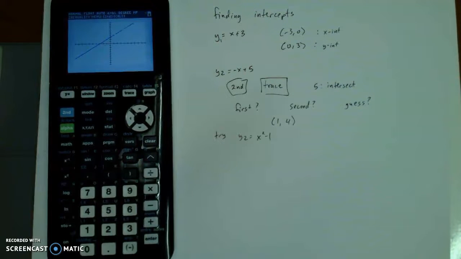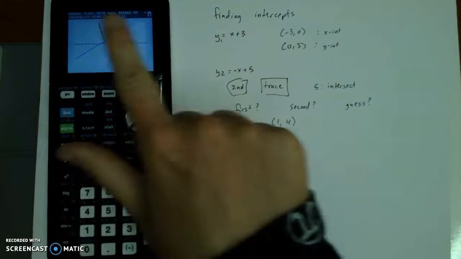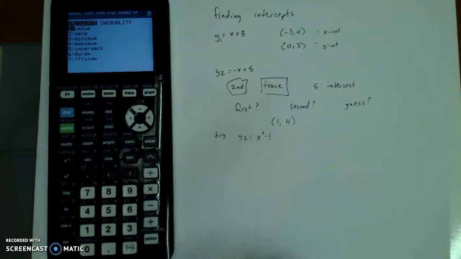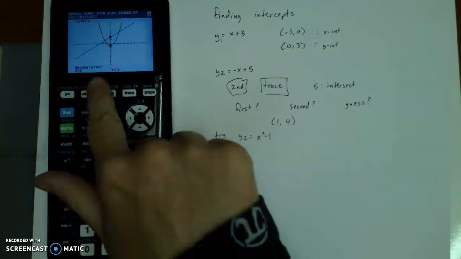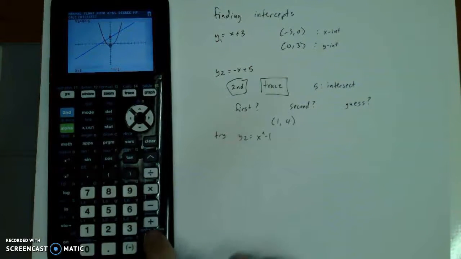So again, there's my first graph, y1. Here comes the second one. That is now quadratic, so I have two intersections this time. So we'll do the same thing. Let's hit second trace for my calc menu. And again, I'm going to go to option 5 there for intersect. My first curve is still that y1, so I'll hit enter. My second curve is y2. Let's hit enter again.